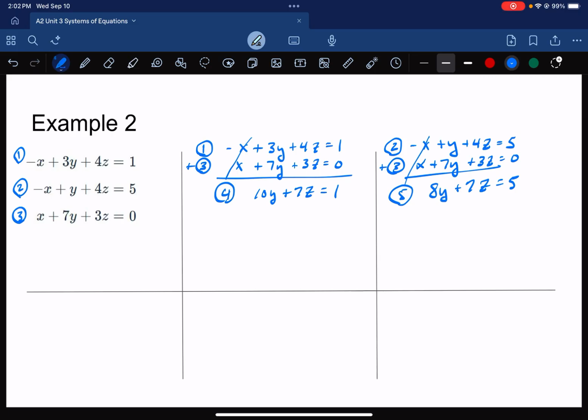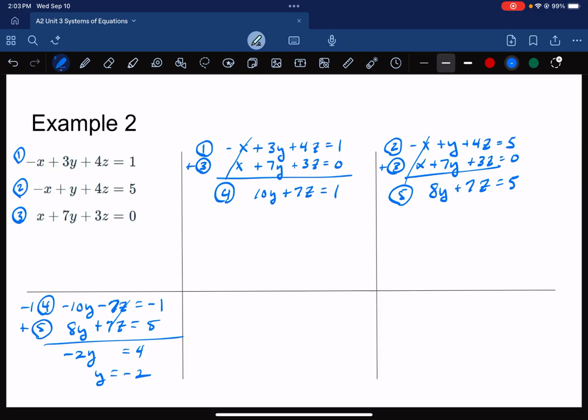Well, if you look at them, they both have 7z, so I'm going to do negative 1 times equation 4, and then add equation 5 to it. Okay, so I'm going to negate all those. Negative 10y, negative 7z equals negative 1, sorry. Negate everything, right? Good. And then copy down number 5, 8y plus 7z equals 5. Eliminate, I got negative 2y equals 4, and y would equal negative 2.